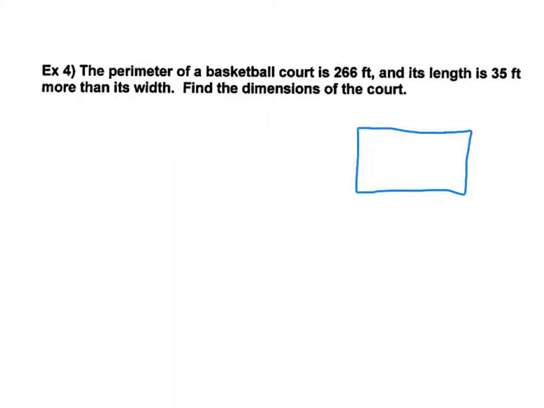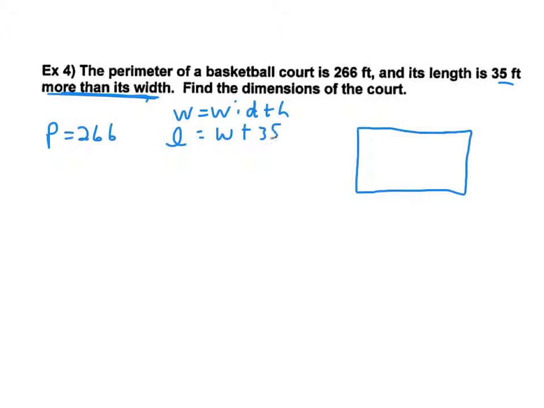The perimeter is 266 feet, so I'll write that down. And then it says that the length is 35 more than the width. So I'm going to let W be width, because it doesn't tell us that W is anything special, so W is just going to be width. And the length then is 35 more than the width, so W plus 35. So width, and then W plus 35.